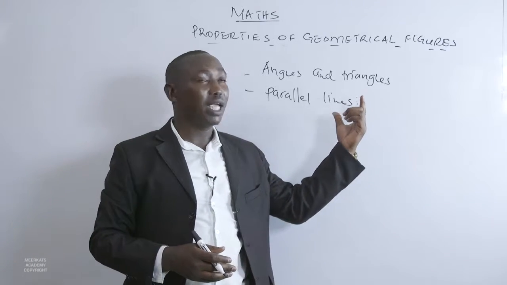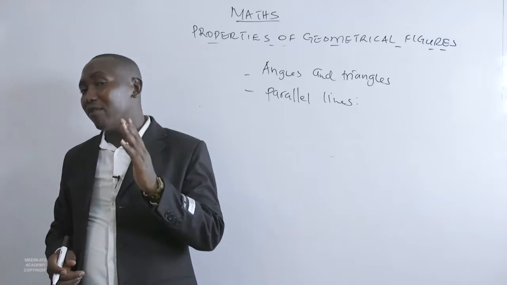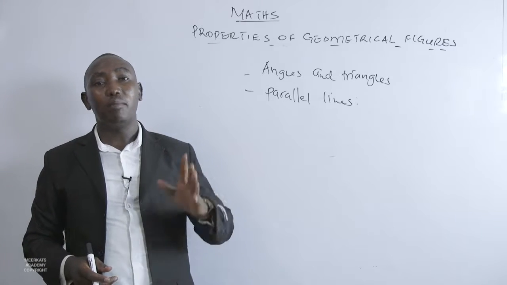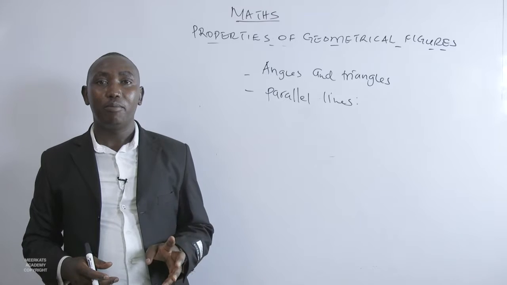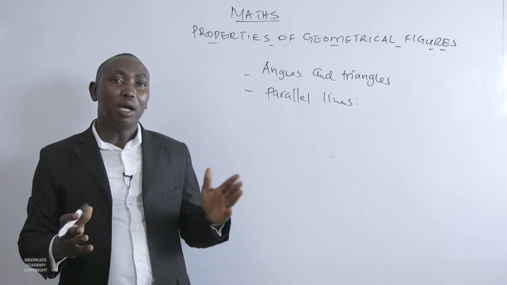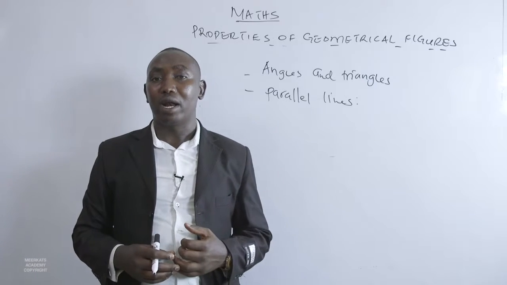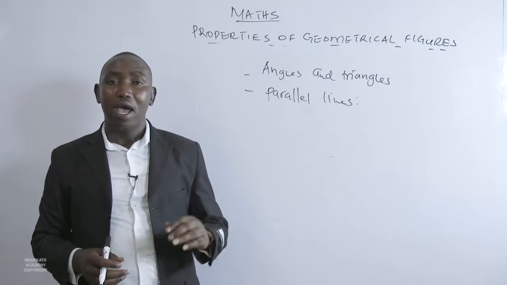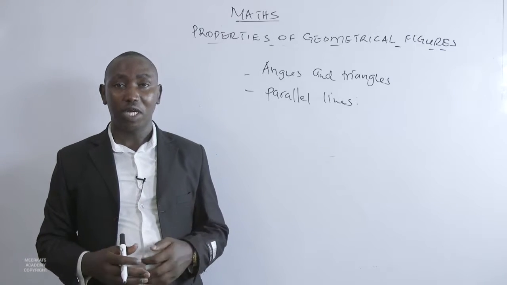Then on triangles, we say that a triangle derives its name from tri, meaning three. That is, we have three sides making up a triangle. And that means a triangle has three sides, and the same with three angles. The sum of the angles of a triangle add up to 180 degrees. And again, depending on their shapes, we have different types of triangles.